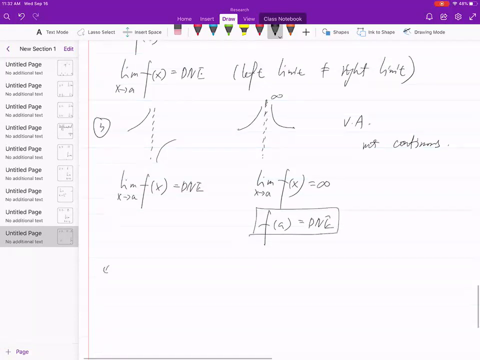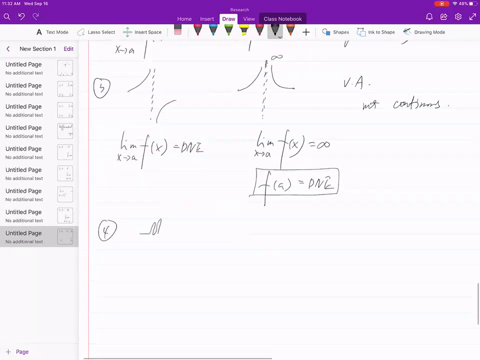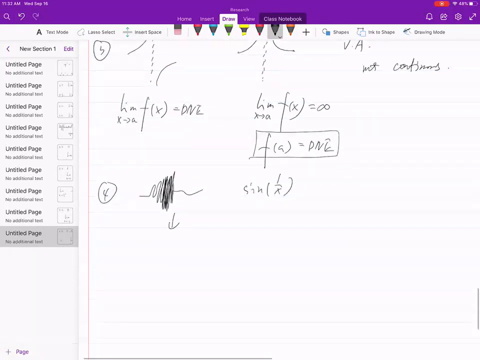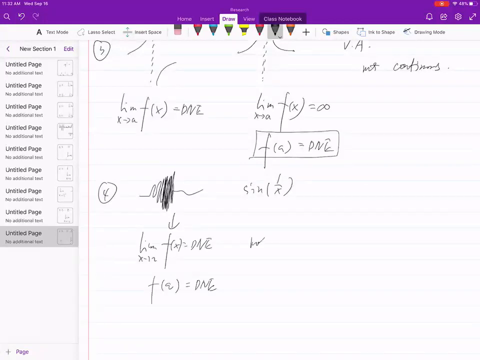Finally, you have a case: sine of 1 over x. And for this case, we just did it. The limit does not exist, which is already good enough, but also f(a) does not exist. So either way, not continuous. We give it a name. We call it oscillation.